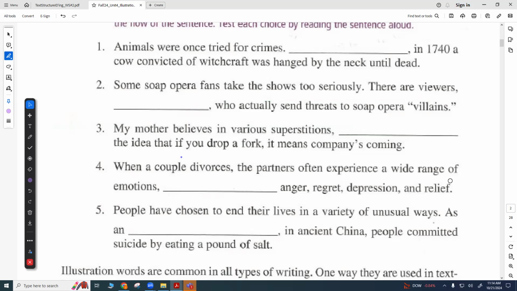And just let me know if you're on Zoom in the chat when you're ready to talk about your answers. Remember, it's really about trying to choose which signal you think makes the ideas flow the most smoothly together.